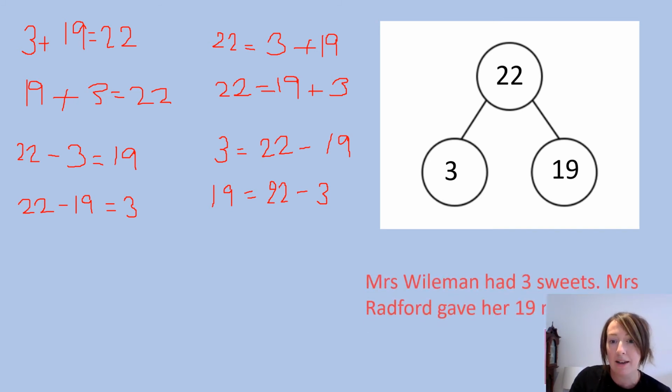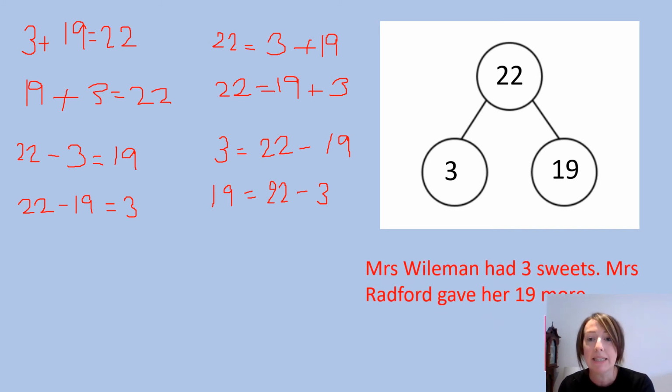Let's try and work it out with a sentence. Mrs. Wellman had 3 sweets. Mrs. Radford gave her 19 more. So let's have a little think. Mrs. Wellman had 3 sweets and Mrs. Radford gave her 19 more. After 3, I want you to shout out which number am I beginning with in this number sentence. In this actual word sentence, what number am I beginning with? Am I beginning with a 22? Am I beginning with a 3? Am I beginning with a 19? Listen to what I'm saying.